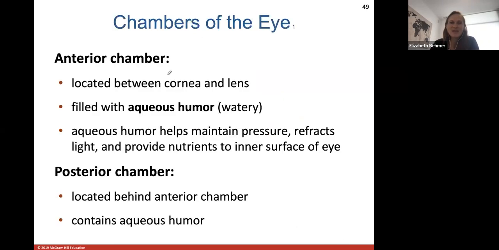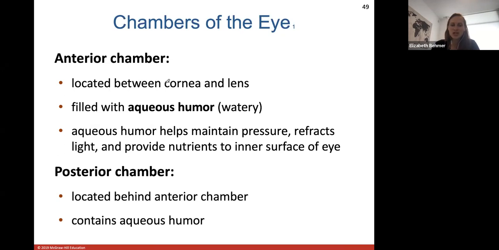Then the chambers of the eye. The anterior chamber is located between the cornea and the lens, and this is filled with aqueous humor, which is more watery. This aqueous humor helps to maintain pressure of the eye, refracts the light, and provides nutrients to the inner surface of the eye.